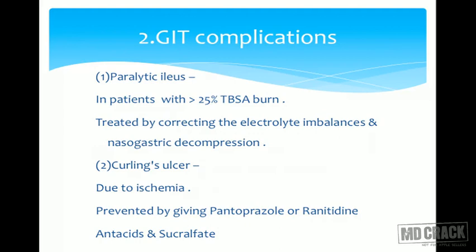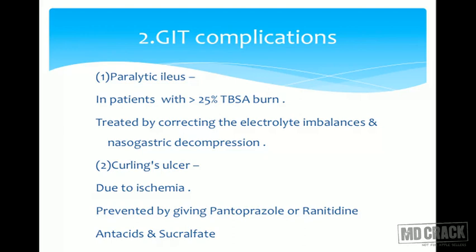GIT complications in the form of paralytic ileus are seen in burns of 25% area. So, whenever you get percent area burn more than 25%, these patients should be kept nil by mouth till their bowel functions return. Paralytic ileus is treated with electrolyte imbalance correction and nasogastric decompression. Curling ulcers occur due to ischemia.